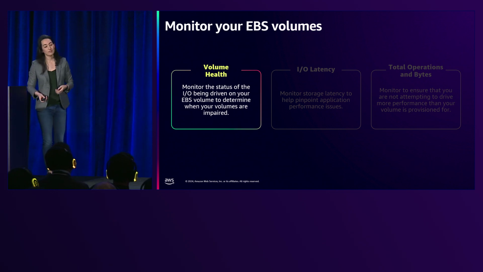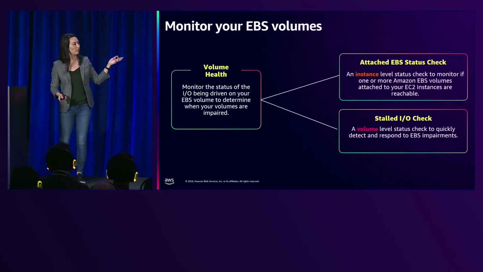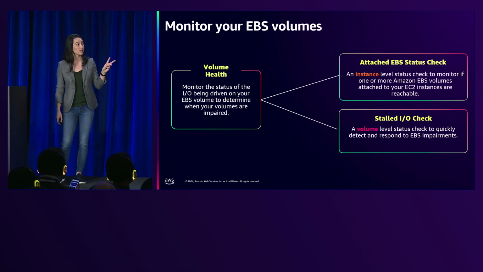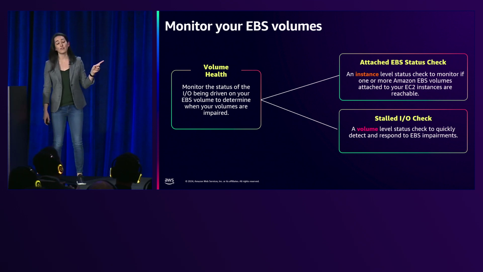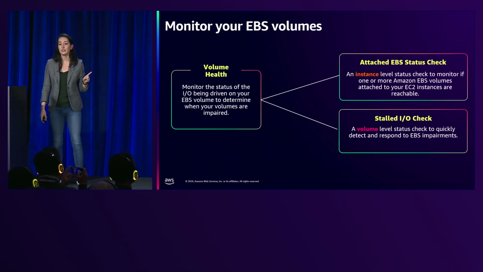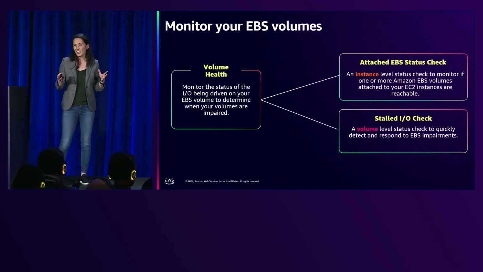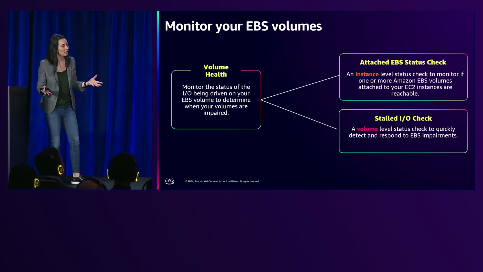And so last year, we actually started with volume health to give you better signals for your volume health. We actually launched 2 different sets of CloudWatch metrics. The first is an instance level status check. So it's a binary signal that looks at all of the volumes attached to your instance and says, hey, are all of them able to process I/O, or is any of the volumes impaired?